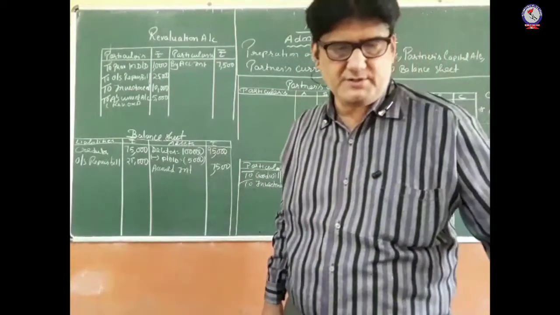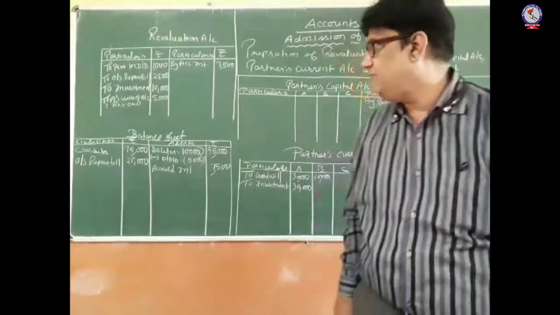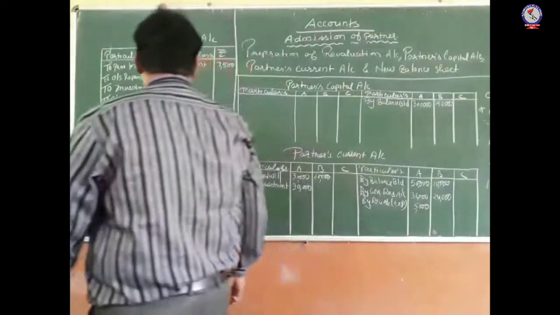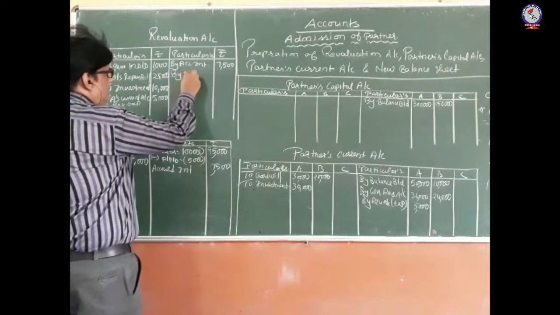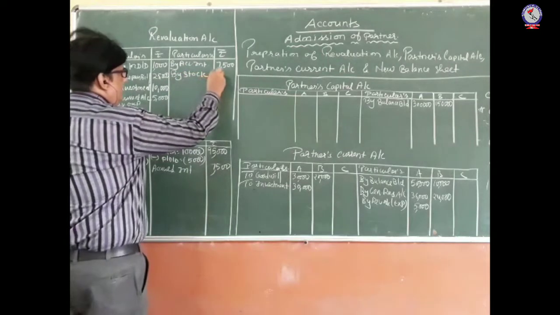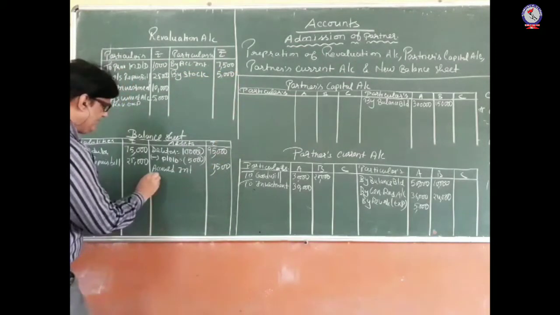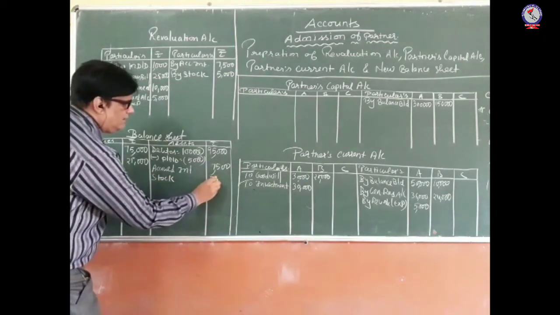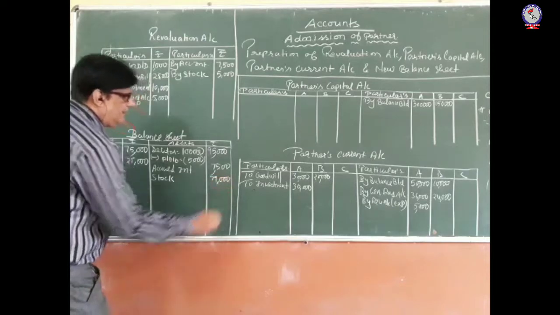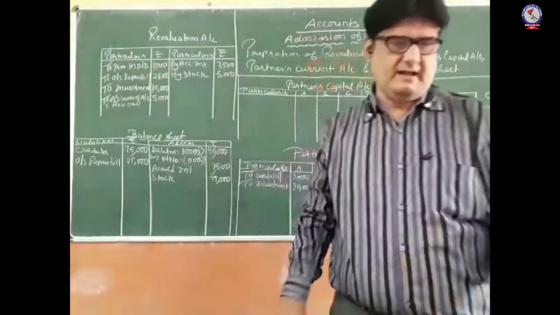Then comes stock is revalued at 79,000 rupees. The valuation of stock is at 79 and the old value of stock was 74. So that means stock increased by 5,000. So by stock 5,000, and in new balance sheet it will be stock 79,000 rupees. नई बैलेंस शीट में स्टॉक हो जाएगा 79 का.